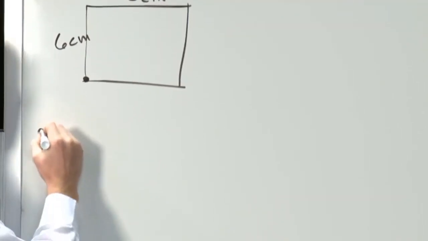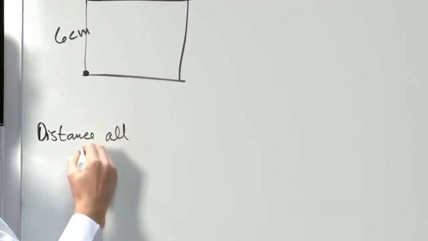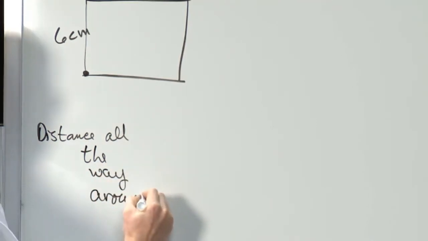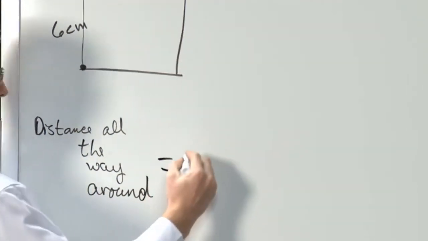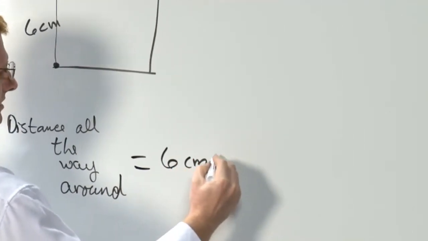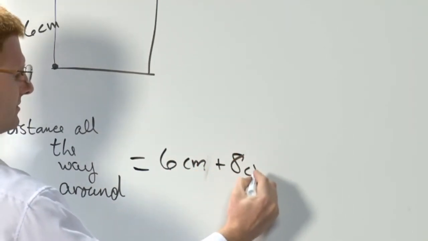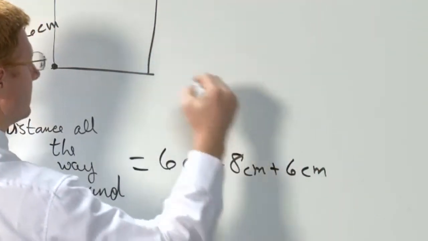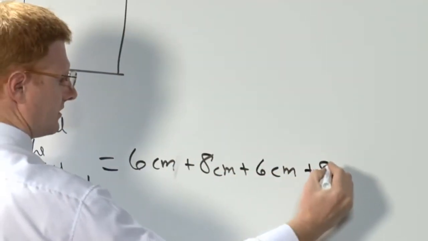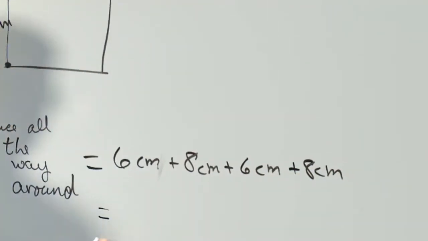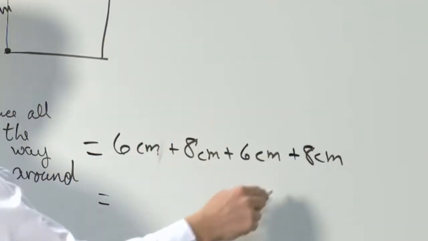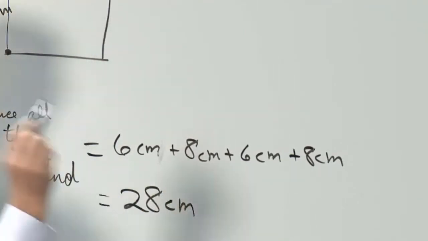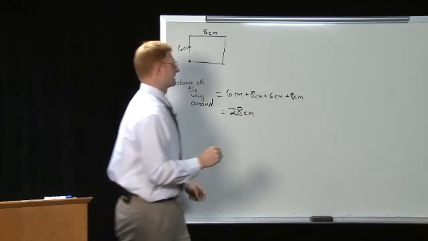Let me write it out. Okay, distance all the way around equals 6 centimeters plus 8 centimeters plus 6 centimeters plus 8 centimeters. Okay, so 6 plus 8 plus 6 plus 8, and that's where we got 28 centimeters. Good. We're going to do another one just like that.